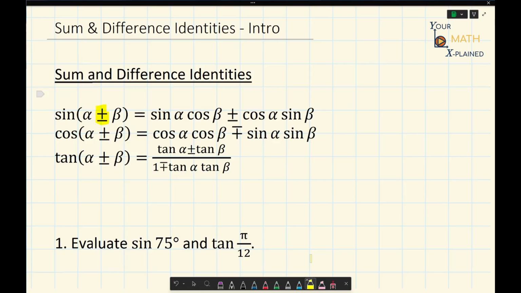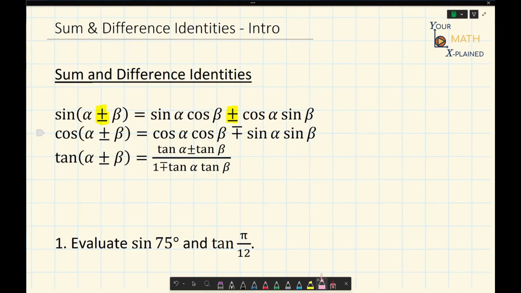The important thing to note here is that for sine of alpha plus beta, the signage stays the same. So what that means is if we have sine of alpha plus beta, then it's equal to sine alpha cos beta plus cos alpha sine beta.